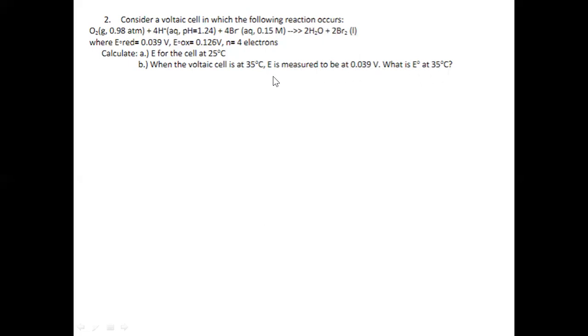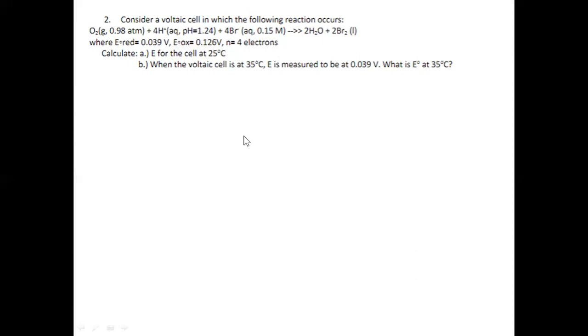Again, please do not be confused with E and E not or E degrees. E stands for cell voltage. E naught or E degrees stands for standard voltage.